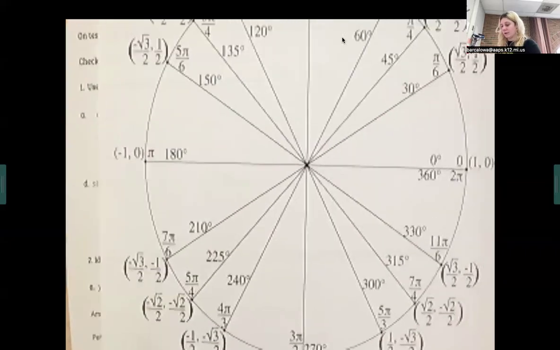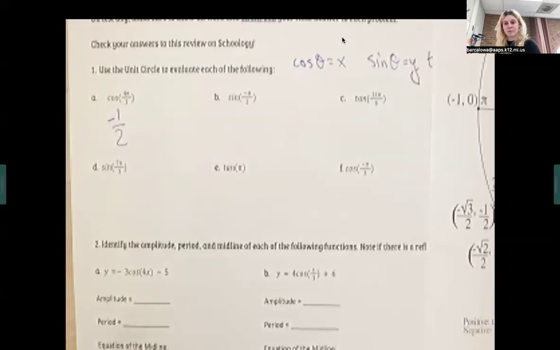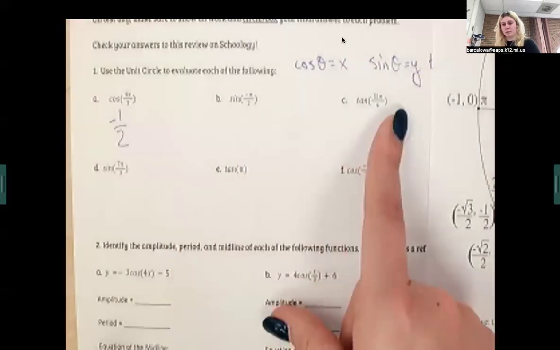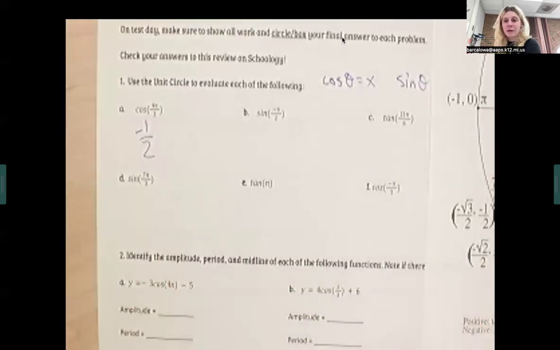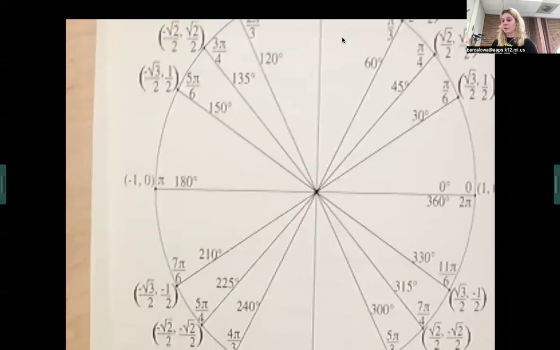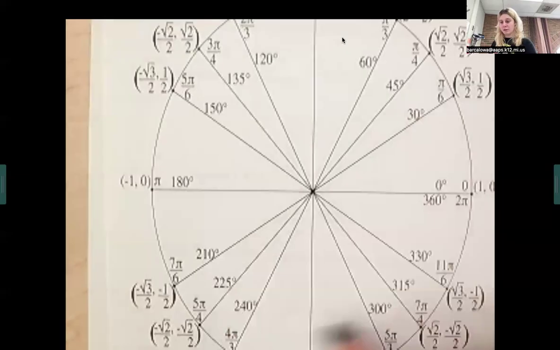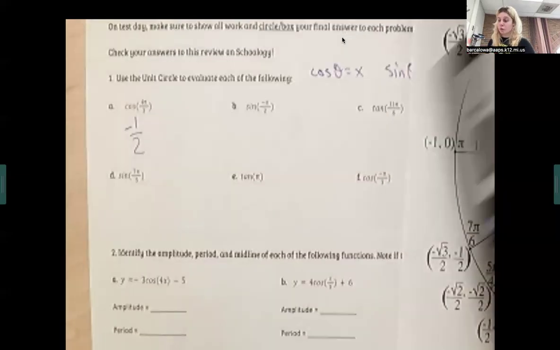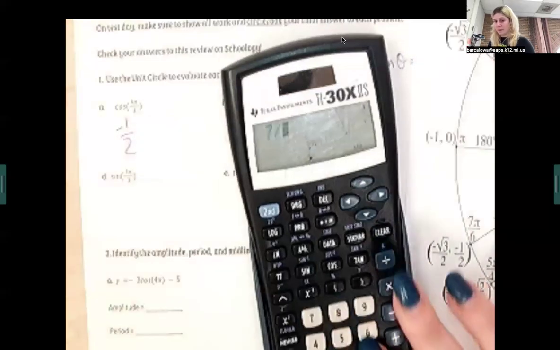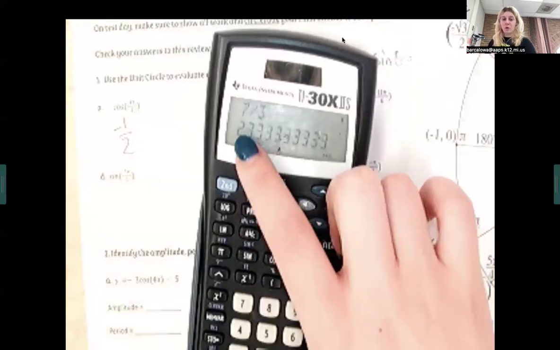Okay, find 7 pi over 3. There's no 7 pi over 3 on my unit circle. We are going to need to find a coterminal angle. Your unit circle only goes from 0 to 2 pi. 7 divided by 3 is more than 2, so 7 pi over 3 is more than 2 pi.